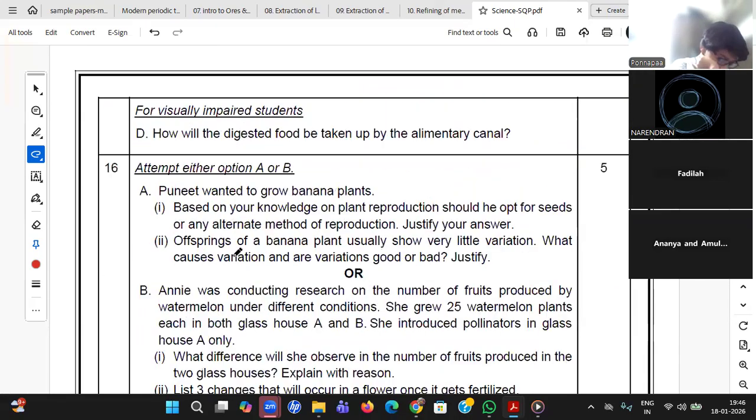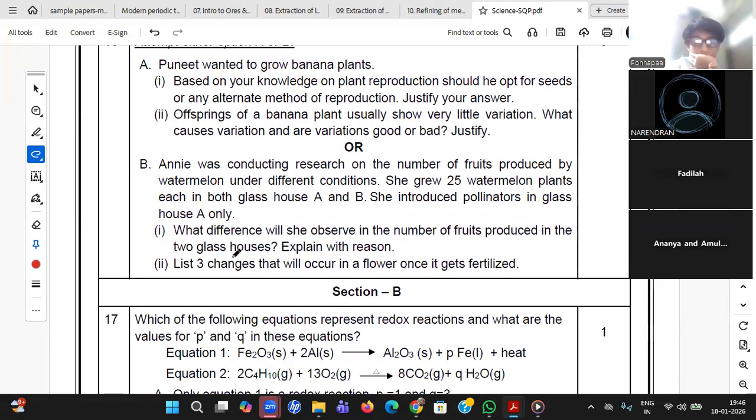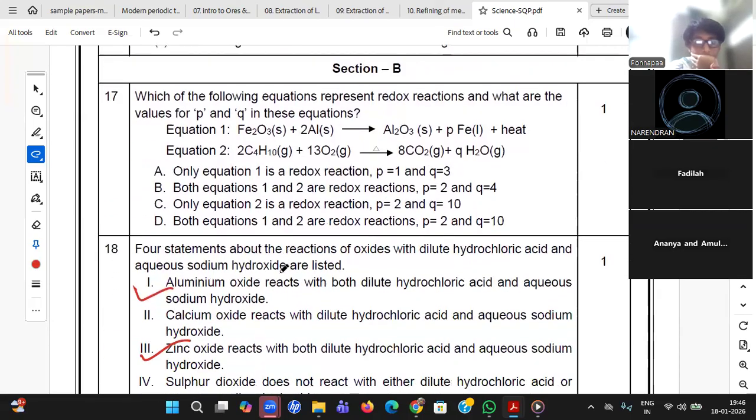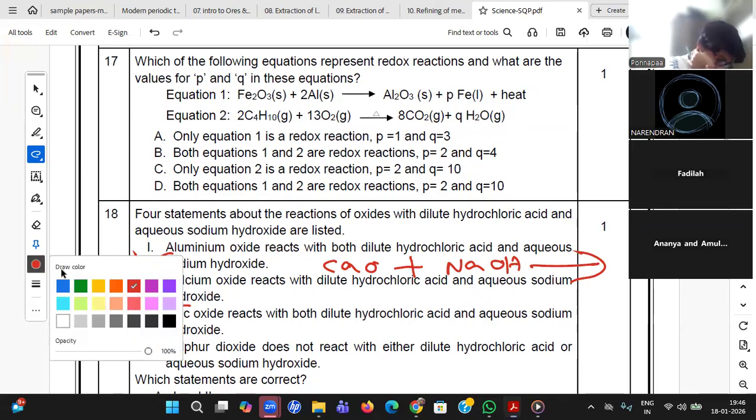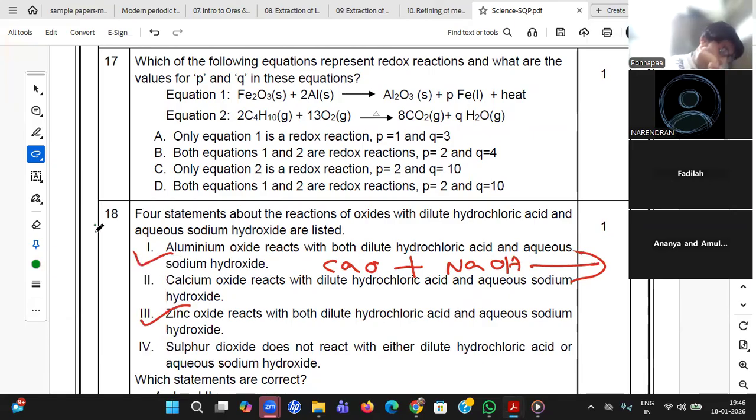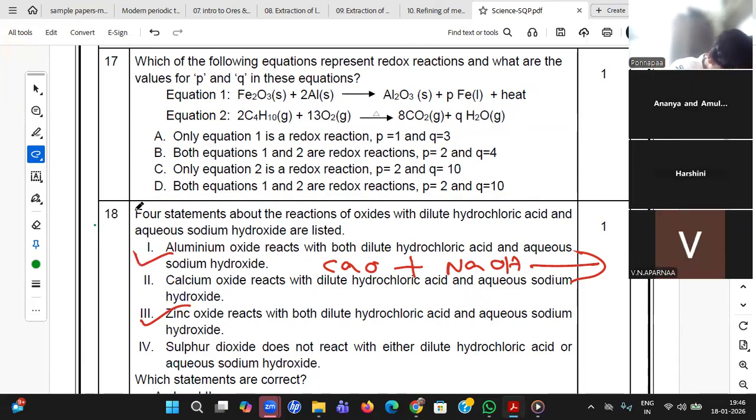Sir, one more reason is that sodium is more reactive than calcium, right? Yeah, go ahead, student. Sir, sodium is more reactive. Very good. Calcium oxide plus NaOH. No, student, no, no, no. You should not use that logic at all. Why, Fadila? Why is that logic wrong? Sir, because sodium is more reactive than calcium. No, I said the explanation you gave is wrong.